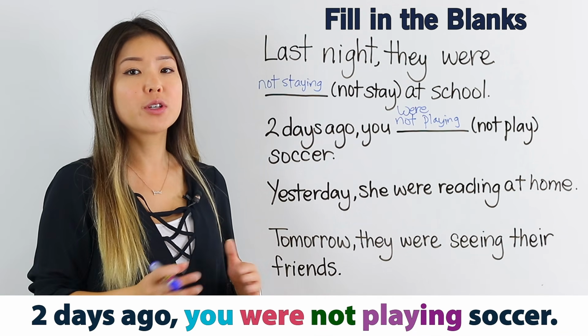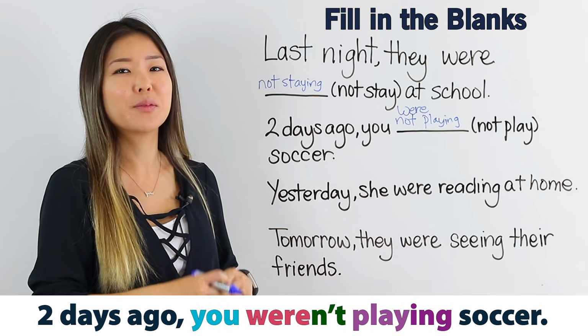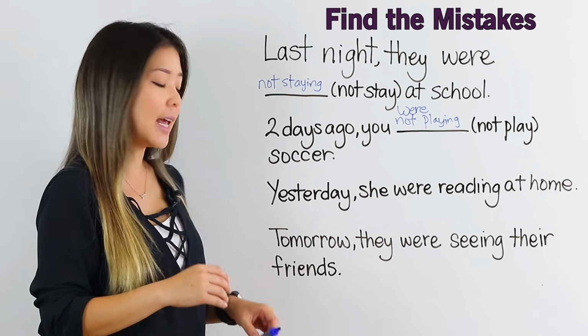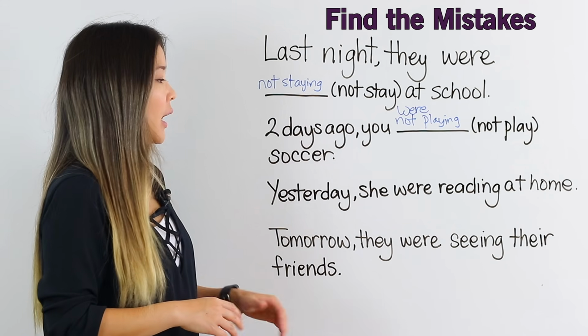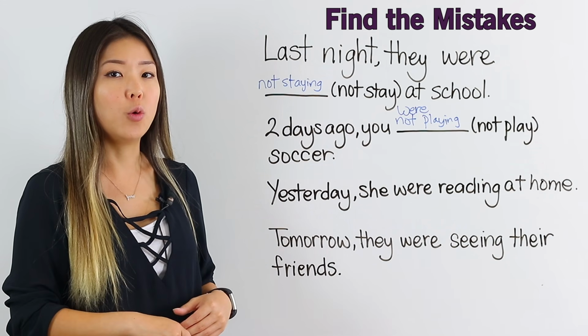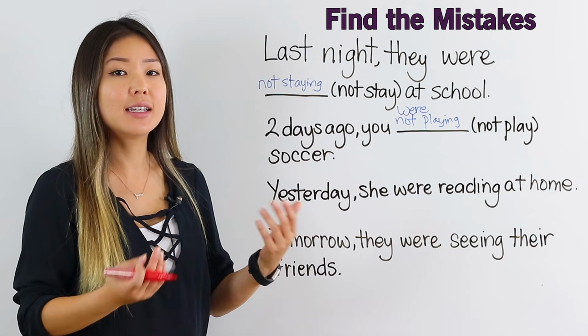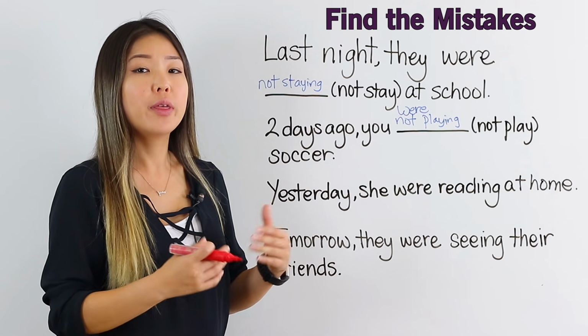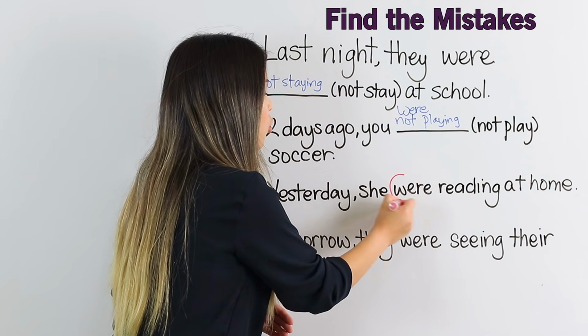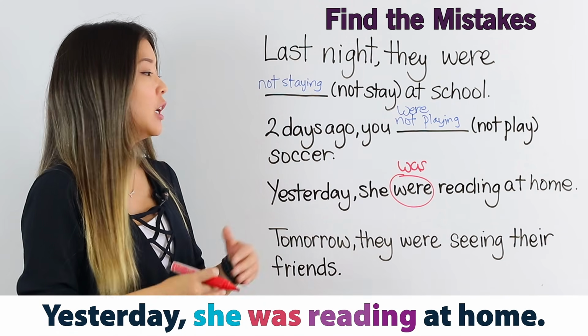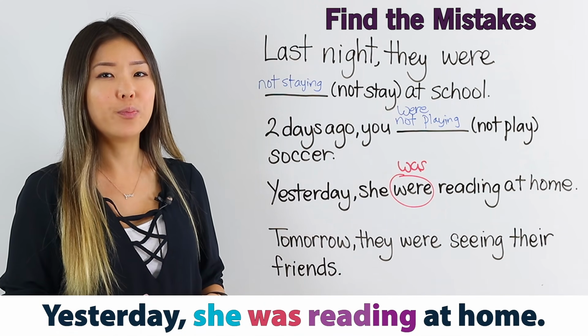You can also use a contraction and say you weren't playing soccer. Now, try to find the mistake in the next sentence. Yesterday, she were reading at home. The subject of this sentence is she. So the be verb to use is not were, it's was. Yesterday, she was reading at home.